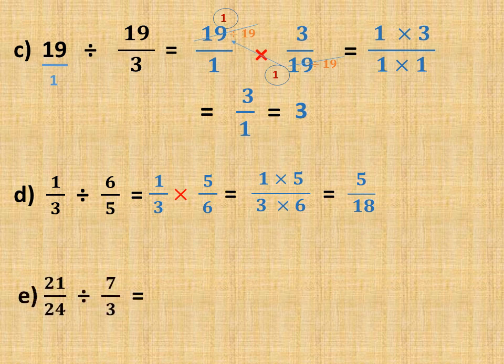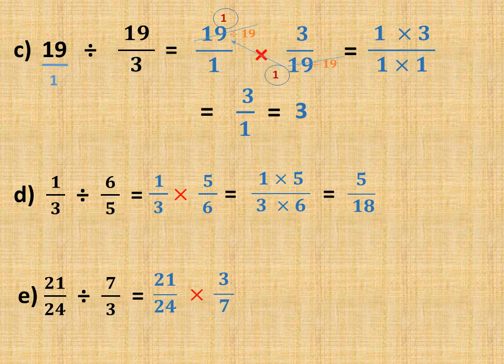Letter E, 21 over 24 divided by 7 over 3. Here we have two fractions. So let's start our steps. Keep, switch, reciprocal. Keep the first fraction as it is, 21 over 24. Switch the sign, divided will be multiply. Find the reciprocal of the second fraction: 7 over 3 will be 3 over 7. Now we have 21 over 24 times 3 over 7.